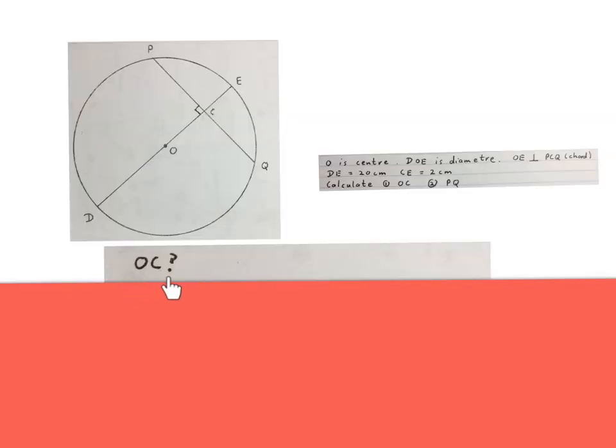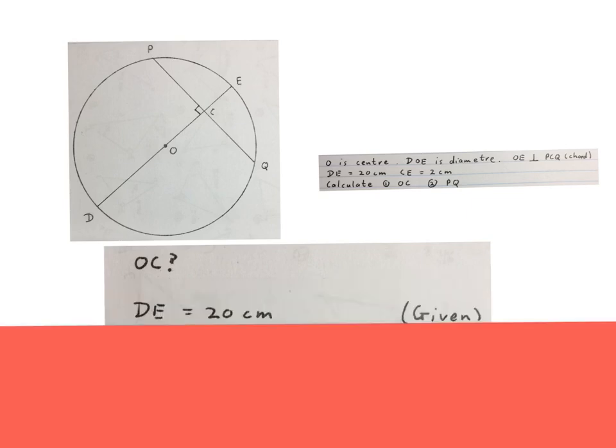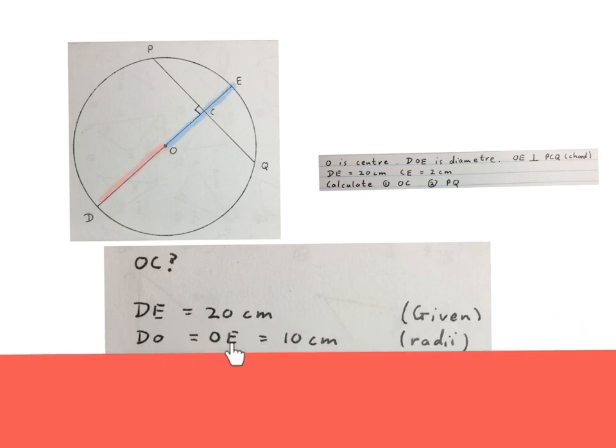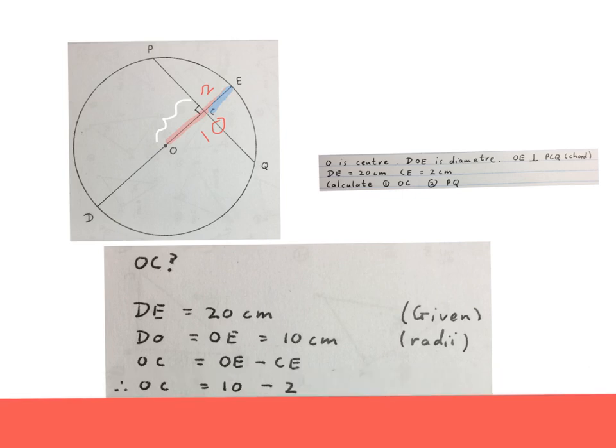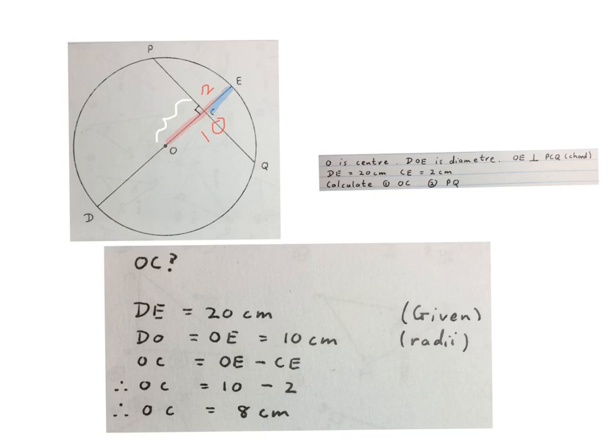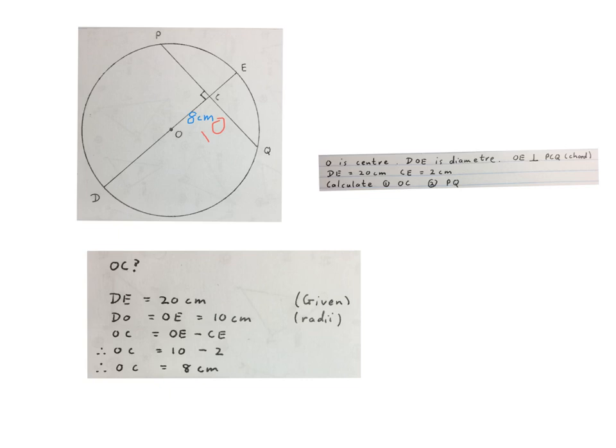First, we're going to work out the length of OC. Here is but one way of answering the question. We could start and say DE equals 20 centimeters. It was given. DO equals OE equals 10 centimeters because they are radii. The length from there to there is the same as the length from there to there. Then we can write OC is equal to OE minus CE. So OC will then be 10 minus 2. OE we worked out is 10 and they gave us that CE is 2. Then we know that OC equals 8 centimeters. And remember to write it in on your sketch.